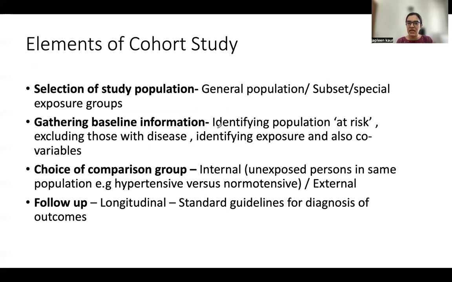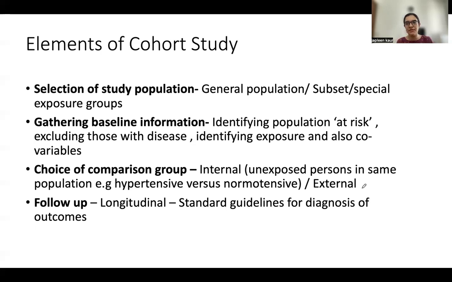We gather some baseline information, like whether they have been exposed to the risk factor, or they can be exposed to this risk factor, but we must exclude those with the disease. The choice of comparison group can be internal, unexposed persons in the same population, for example, hypertensive versus non-hypertensive, or external, like we are comparing all the workers in an aniline dye factory who went on to develop bladder cancer.